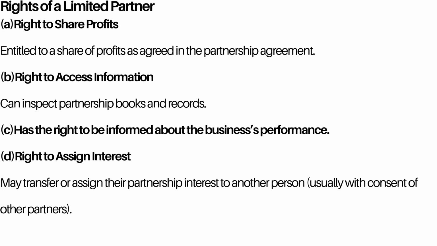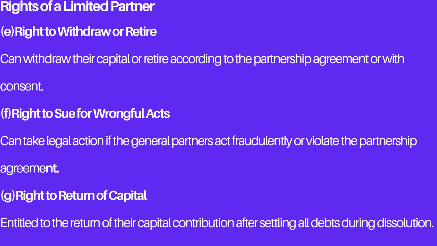Then they also have a right to assign interest. By that we mean that they may be able to transfer or assign their partnership interest to another person. And this is usually with the consent of other partners. Continuing on the rights of a limited partner, there is the right to withdraw or retire. They can withdraw their capital or retire according to their partnership agreement or with consent. Of course, it is the consent of the other partners.